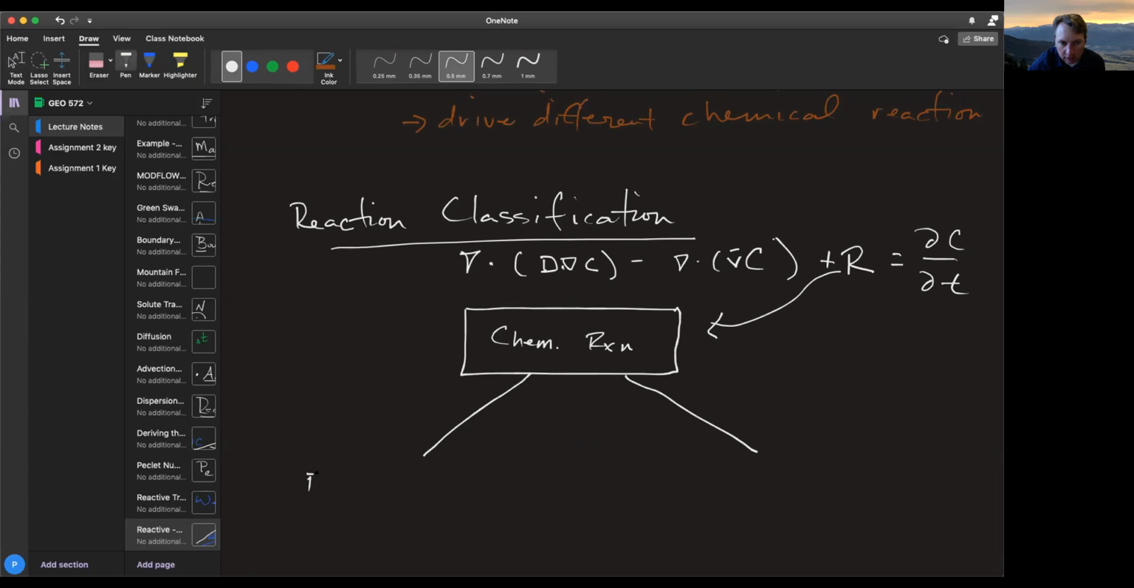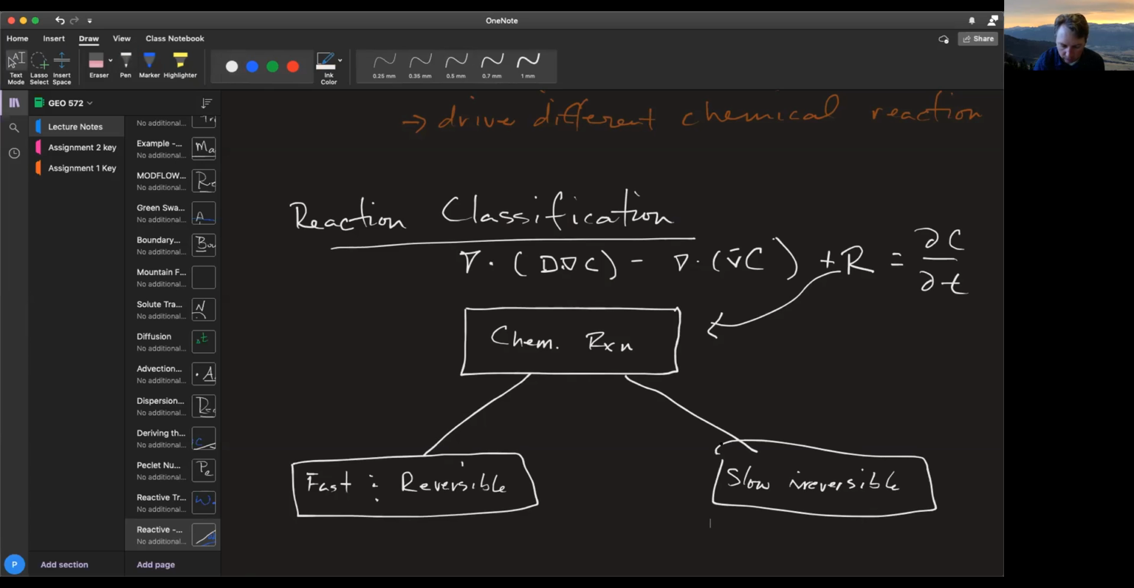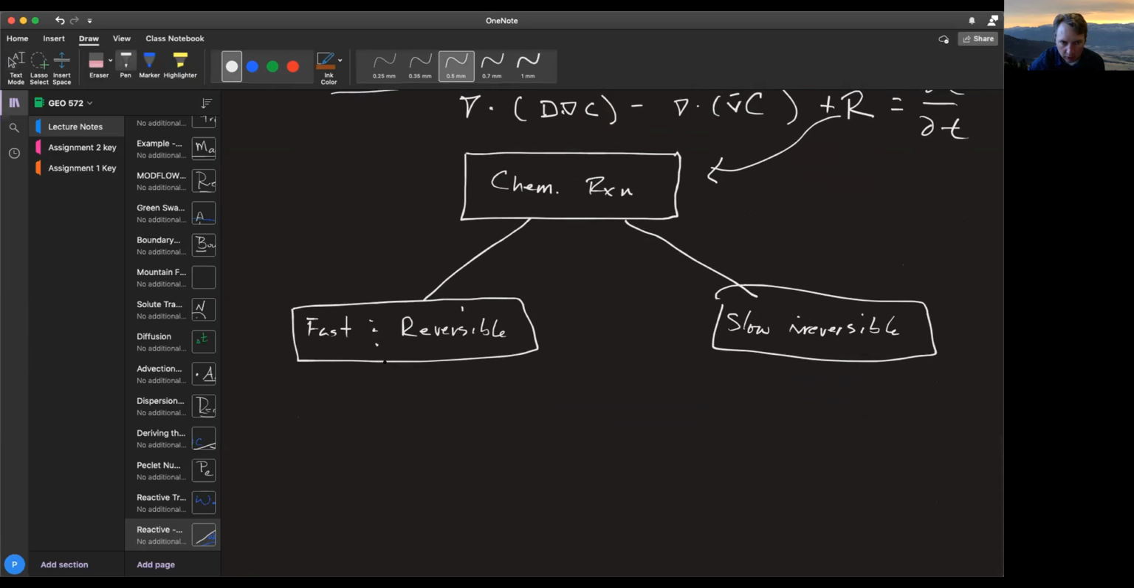And we can break them out into two main branches of reactions. One set of reactions are fast and reversible, and the other set is slow and irreversible. So two main branches, fast and reversible, and slow and irreversible. And then we're going to break these two up into two main classes, homogeneous and heterogeneous.